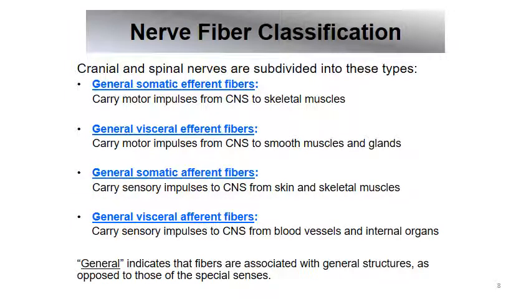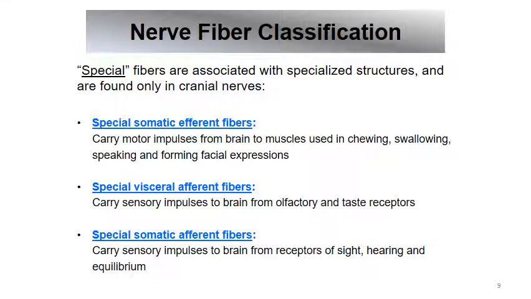Okay, then these parts, this slide and the next slide, I don't ask questions about these, but what it is kind of referring to is somatic refers to skeletal muscles, visceral refers to your internal organs. And so general meaning just normal organs. And then the next slide, if it says special, this refers to the special senses. But again, don't worry about these.